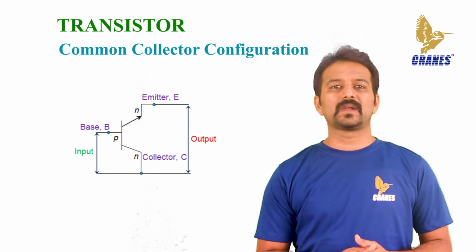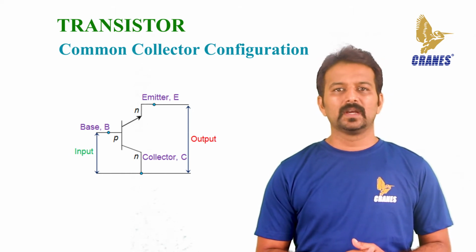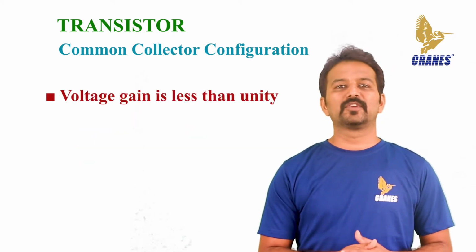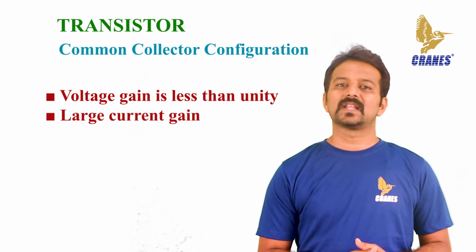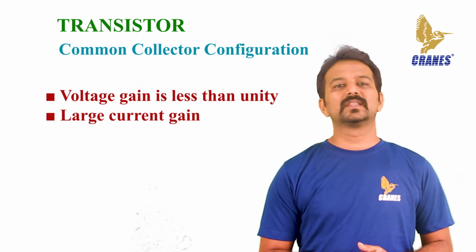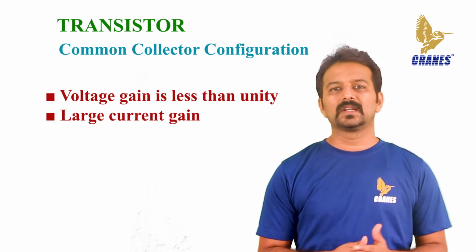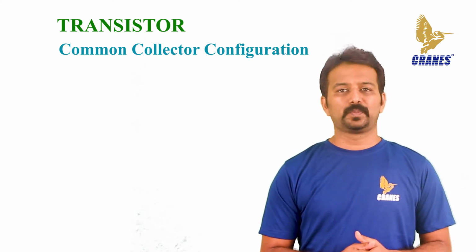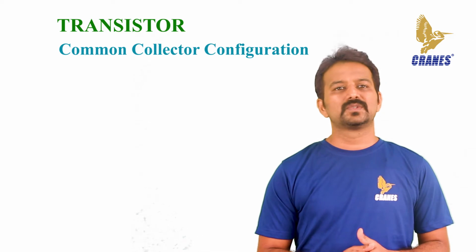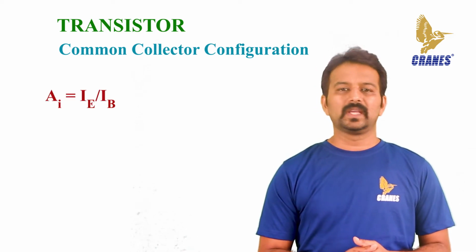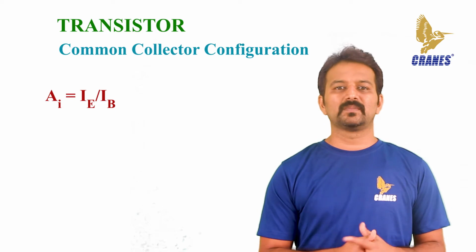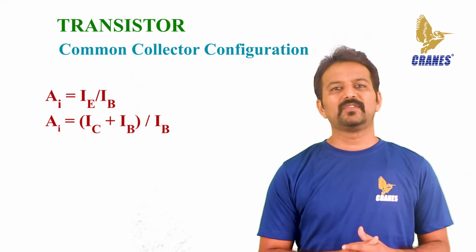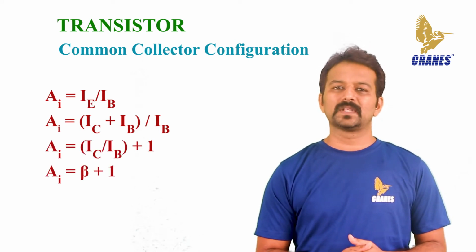Here, the input parameters are VBC and IB and the output parameters are VEC and IE. The voltage gain for this circuit is less than unity, but it has large current gain because the load resistor in this circuit receives both the collector and the base currents. Current gain, that is AI, is nothing but the output current by the input current. So, we can refer to it as AI equal to the emitter current by the base current, which is AI equal to IC plus IB, the whole thing divided by IB. So, finally, we can write this as AI is equal to beta plus 1.